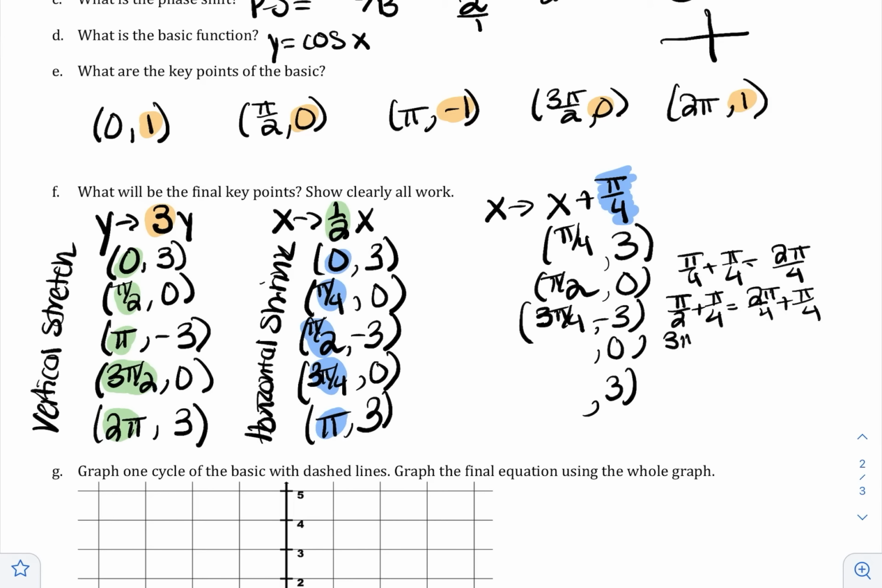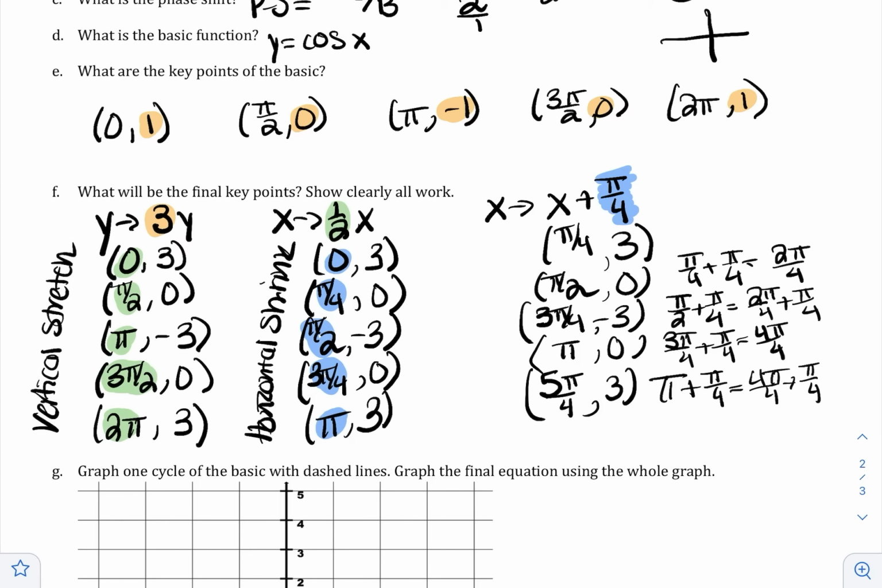Then I have 3 pi over 4 plus pi over 4. That's 4 pi over 4, which is pi. And then I have pi plus pi over 4. I need a common denominator, 4 pi over 4 plus pi over 4, which is 5 pi over 4.